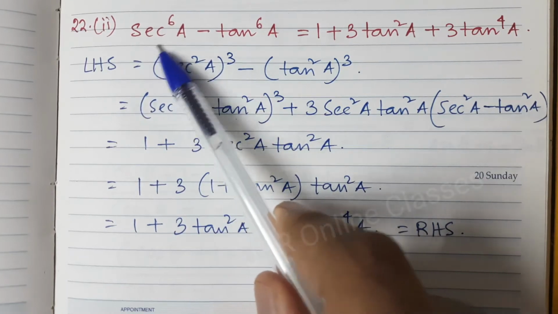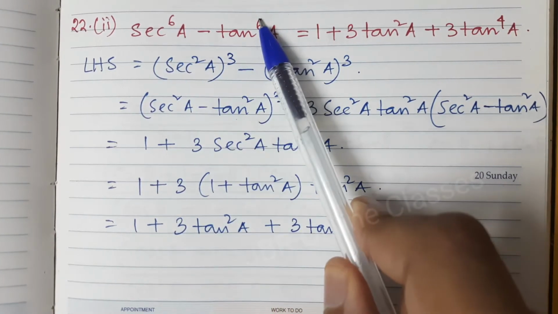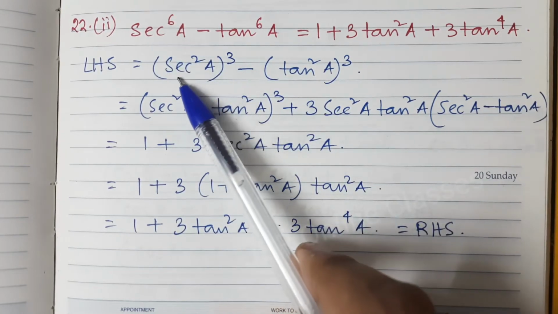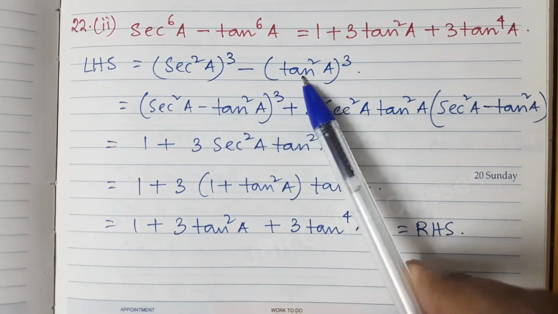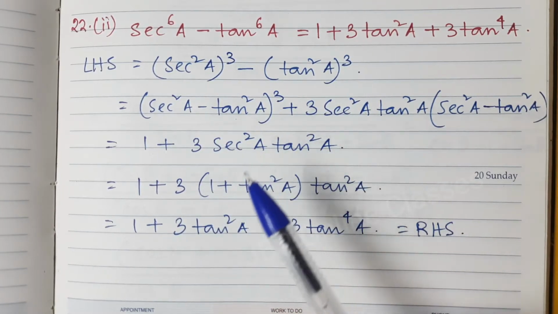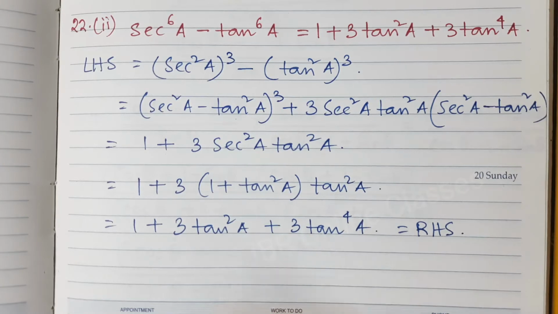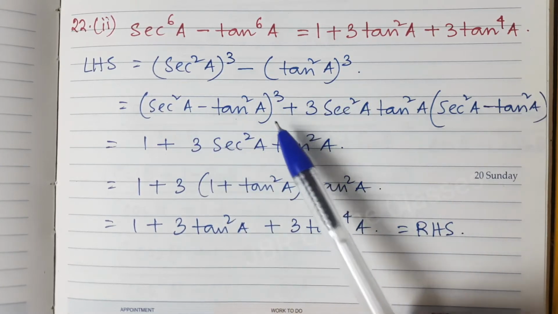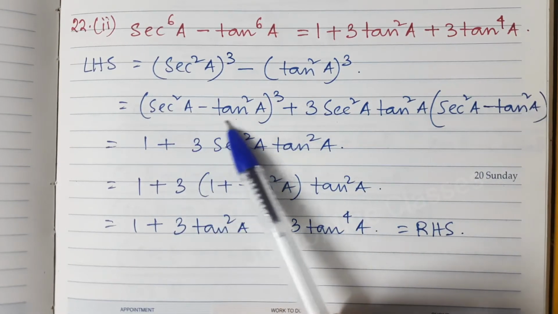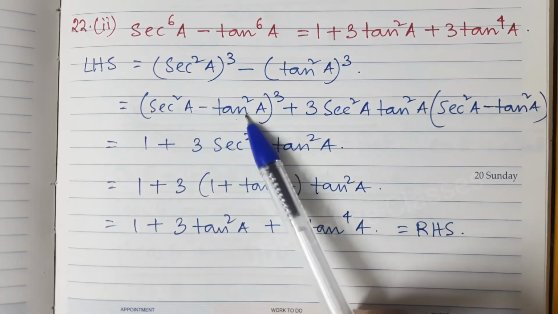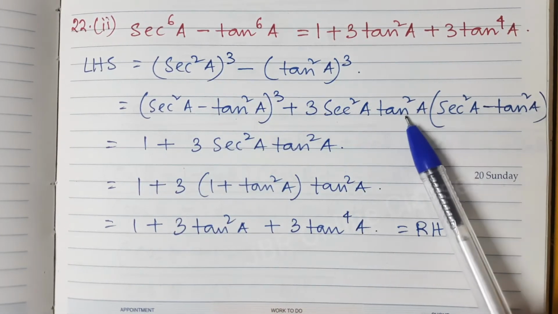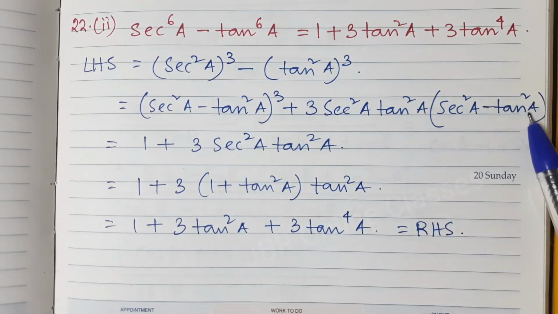Here also you see sec to the power 6a minus tan to the power 6a. So what we do? We write them in terms of square. So sec square whole cube minus tan square whole cube. Now again we will use the formula of a cube minus b cube, which is a minus b whole cube plus 3ab into a minus b, so we can substitute this formula and write them as 1. So it is 1 plus 3 into sec square into tan square, and this is again 1.